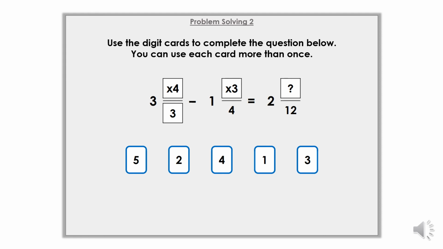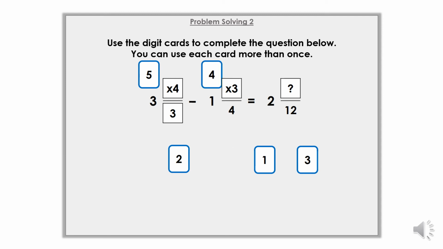I'm going to have to try and find out what that numerator is. Let's try some cards now. Say, for example, I wanted to put the 5 there. I want to put the 4 here. Let's have a go with these. So let's work them out.